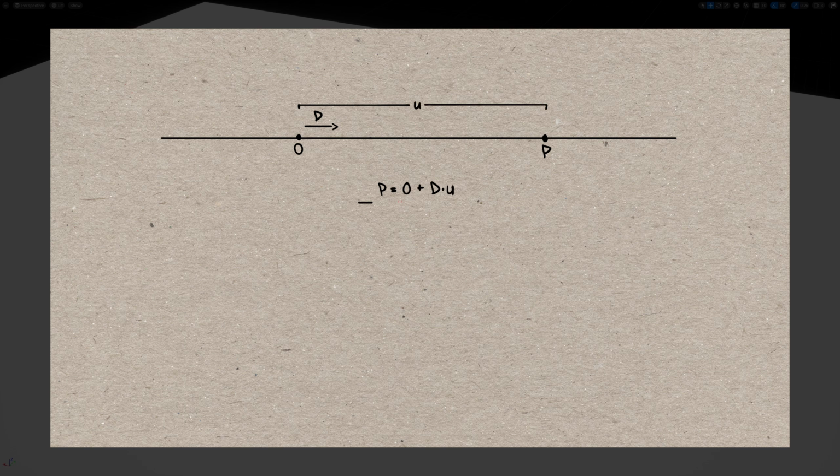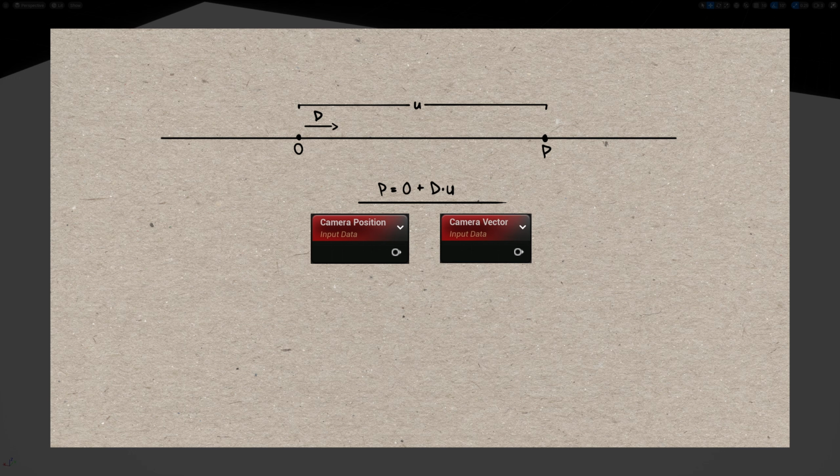A point along a line can be identified as the following. The location of a point P is equal to an offset from an origin location O along a direction D for a certain amount of units U. In our case, the origin of the ray is the camera position, and its direction is the camera vector, while we don't know how many units far from the origin we have to move yet.